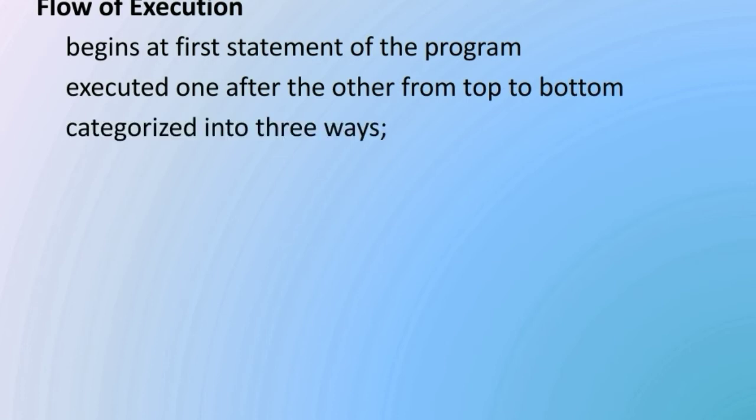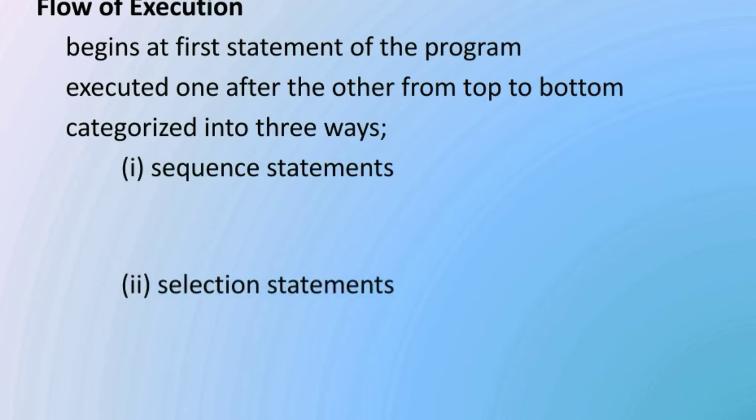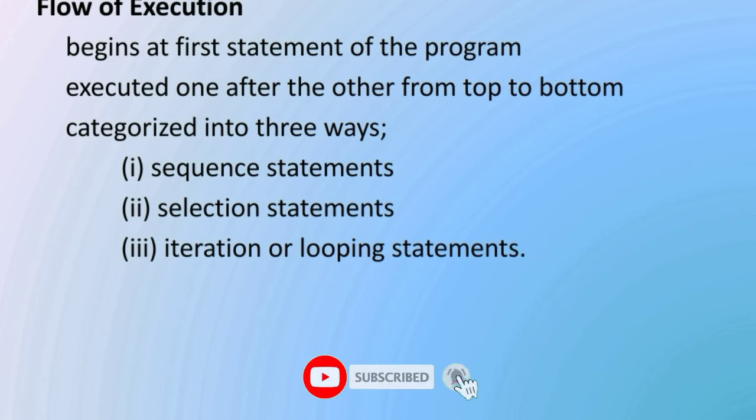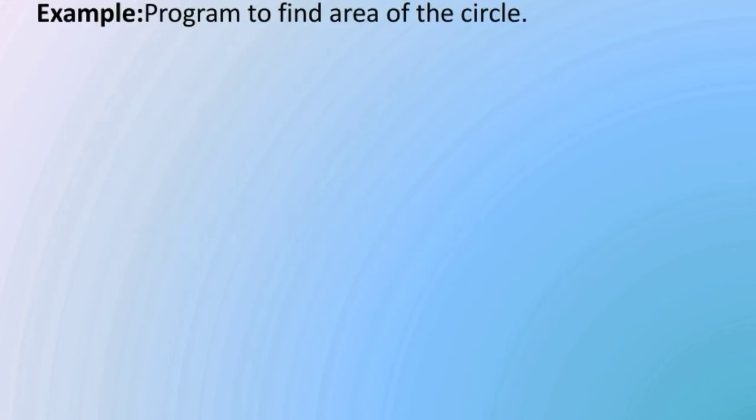Based on the execution, the statements are categorized into 3 ways. One is sequence statements, another is selection statements, and another is iteration or looping statements. Sequence statements are statements which are executed one after another. For example, a program to find the area of a circle. For that, we need to know the formula for the area of a circle, which is pi r square.